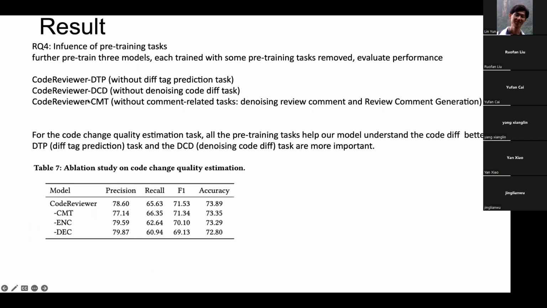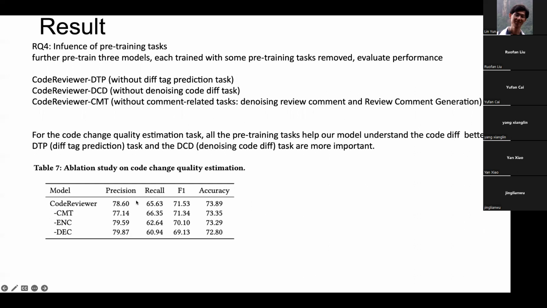Then for the fourth study, they do the ablation study on each pre-trained task. Even though they have four pre-trained tasks, they group them into three types. The first one is the diff tag prediction, and then they have the DCD, the code-related denoising, and the comment-related denoising and the review comment generation. They see the result after you remove one type of pre-trained task, showing that every pre-trained task is important, because when you have all pre-trained tasks, your scores are highest.